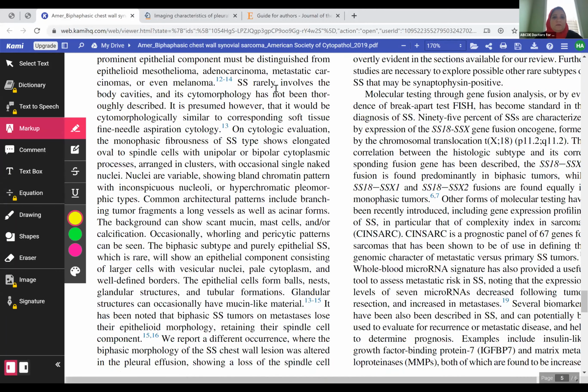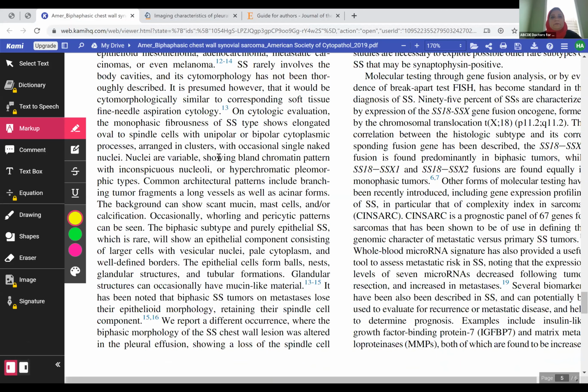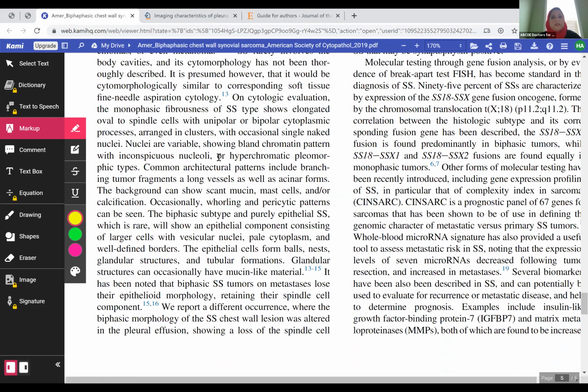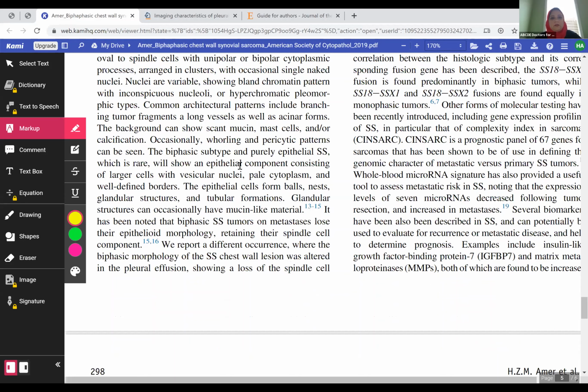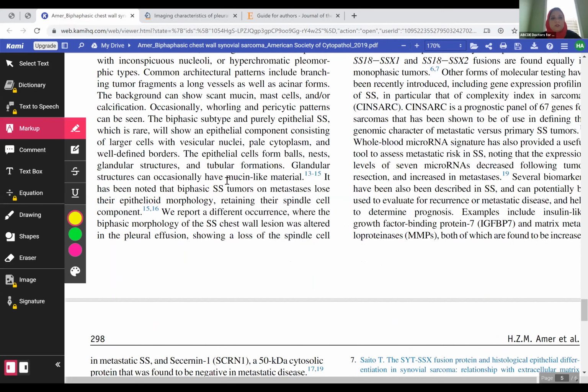Cytomorphology. This sentence is important because I say it rarely involves the body cavity. Its cytomorphology has not been thoroughly described, okay? So it's something that I say right off the bat: what we describe is something that has not been commonly described. So how is it different on cytology? The description of cytology, the architecture, the background. Again, you're talking to a pathologist, so we want to put all of this in there.